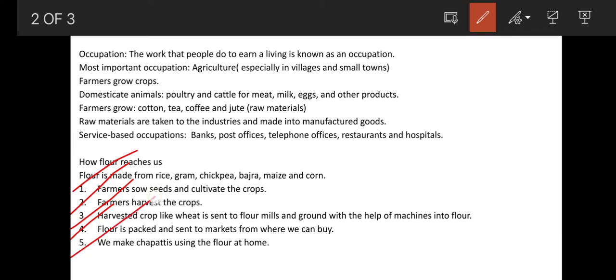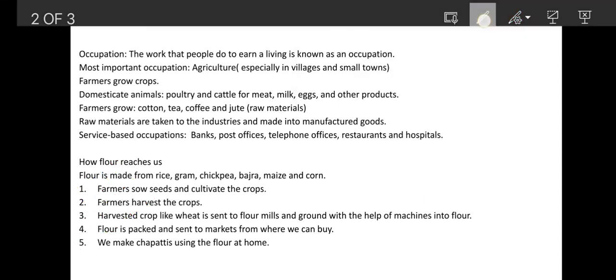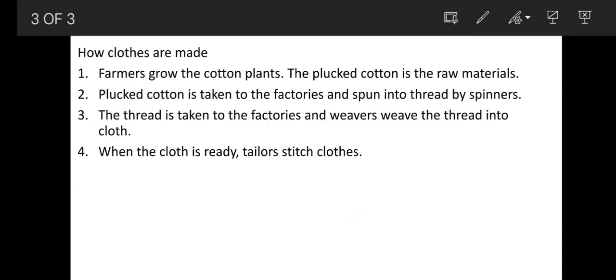And what is the next step? After buying it from the market, we use the flour to make chapatis at home. So these are some of the steps of how flour reaches us. Next, we will discuss how clothes are made.